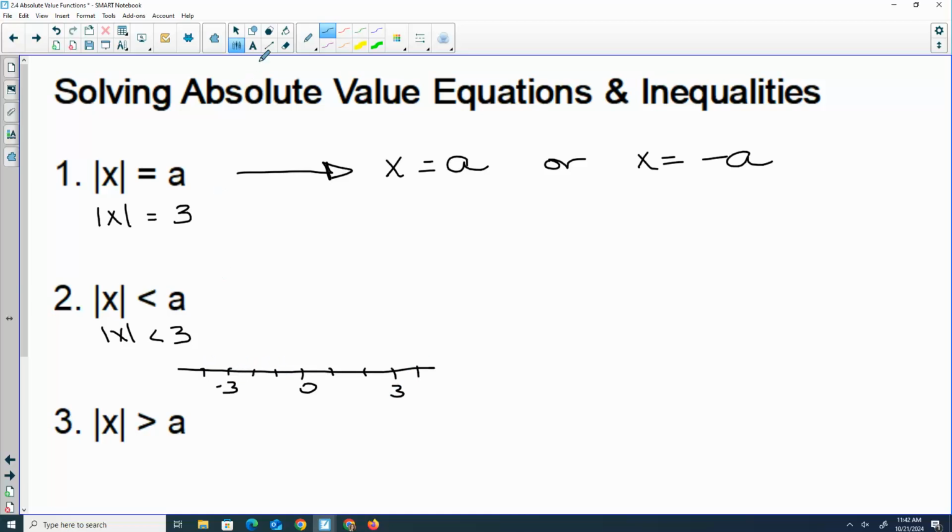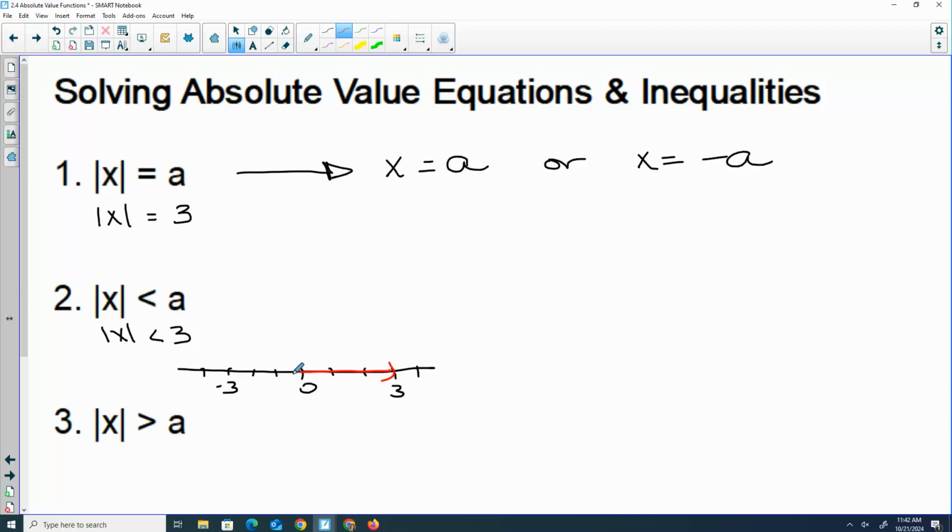It's saying I want everything that is less than 3 from 0. So what numbers would work? 1 works, 2 works, and everything in between them, right? Can I do everything up until 3? Could I do like 2.9, 2.99? Isn't that still less than 3? Okay, so it's everything up here.